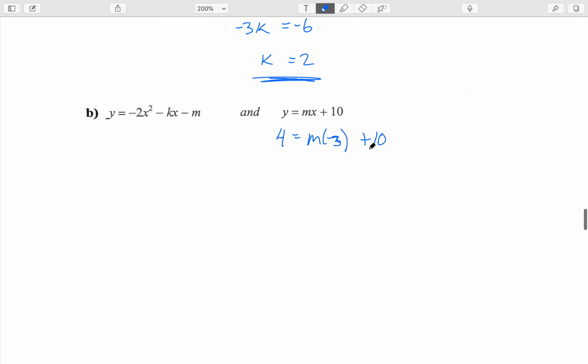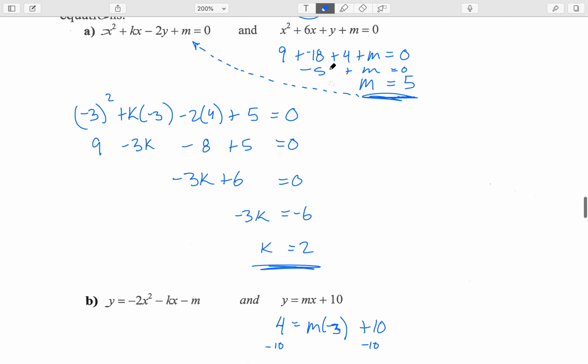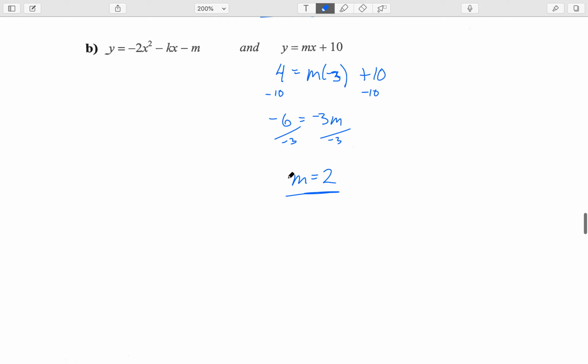Okay, so what am I going to do? I'm going to go minus 10, minus 10. So I'm going to get minus 6 is equal to negative 3 times m. Divide by negative 3, divide by negative 3. M must be equal to 2. So it's a different value. So here it was 5. Now m is 2. However, now I can plug that in.